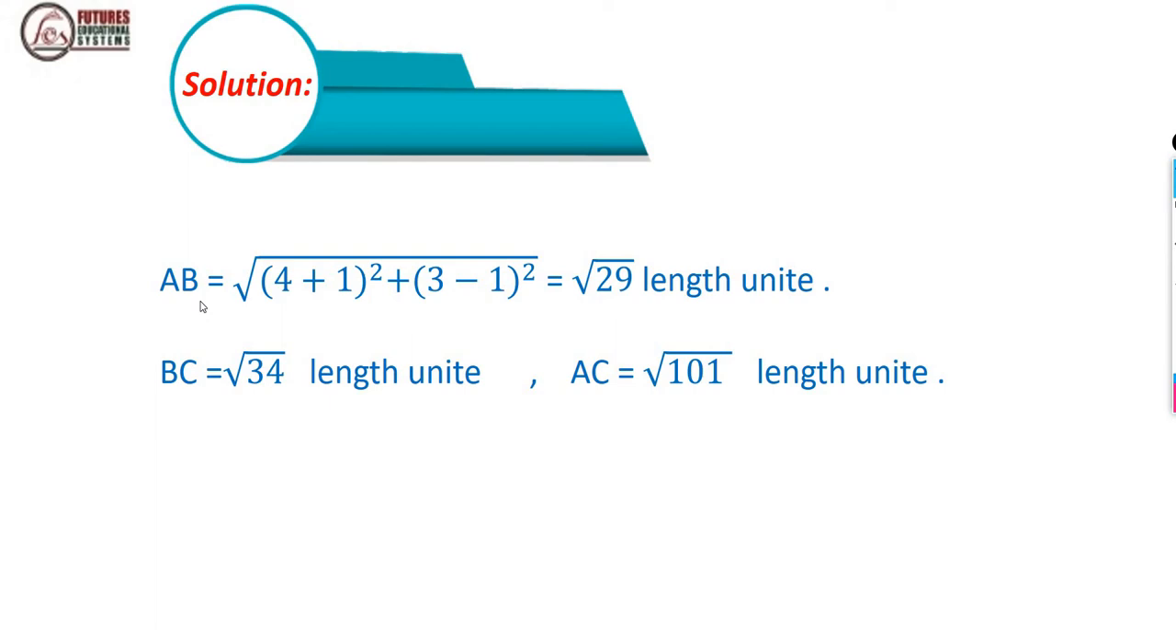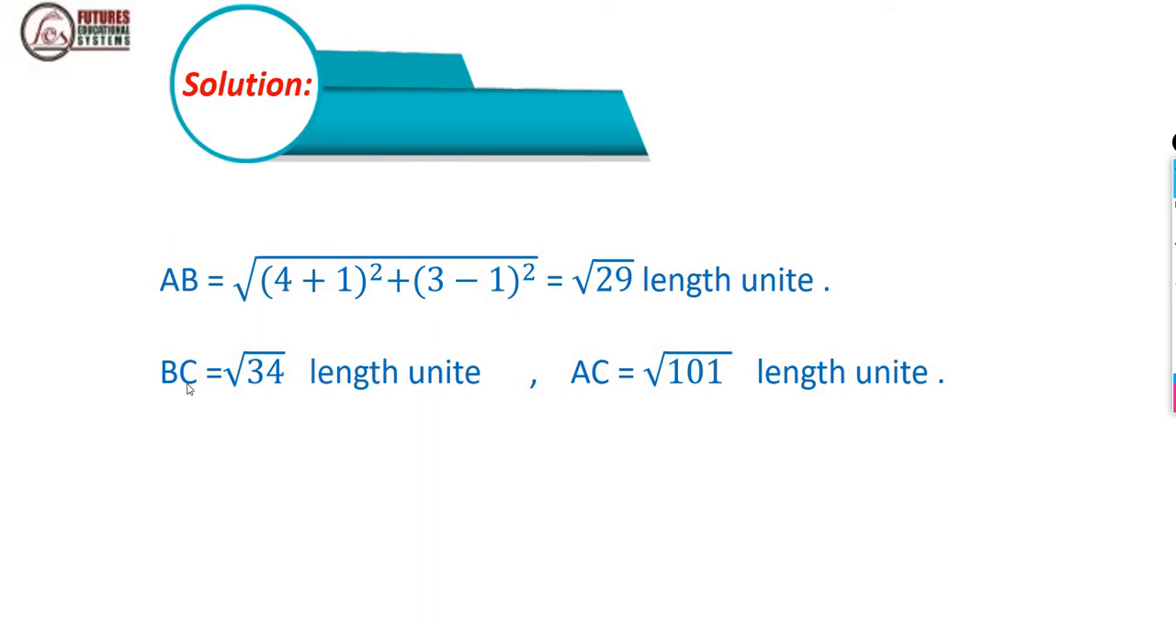From the beginning we get the distance between A and B. The distance between two points is the square root of the difference in x to the power 2 plus the difference in y to the power 2. That is 4 minus negative 1 to the power 2 plus 3 minus 1 to the power 2. We get the length of AB equals square root 29 length units.